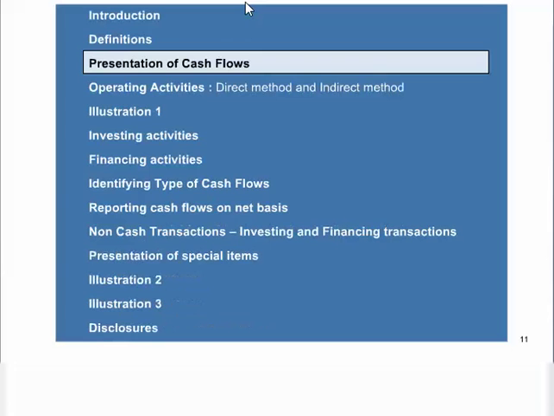So let's come down to our next agenda item, which is presentation of cash flows. We have briefly discussed the introduction and the various definitions of cash, cash equivalents and cash flows. Now let's understand how these cash flows are required to be presented under this standard. So friends, let's understand the presentation of the cash flow statement.